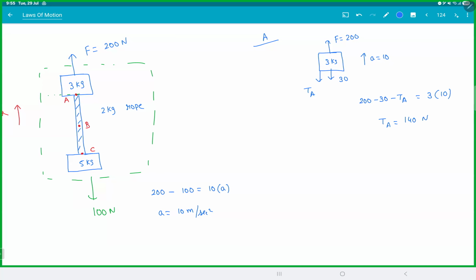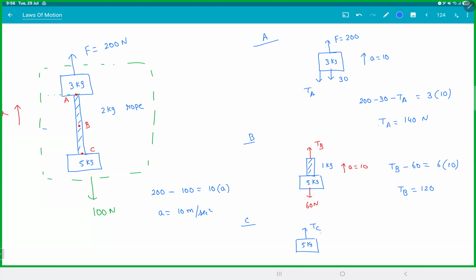You want tension at a point, cut it there. You want tension at B, cut it there. You'll get two pieces, the upper part and the lower part. You can take anything. I'll take the lower part. This will be 5 kg. Remember, since B is the midpoint, this will be 1 kg of rope, isn't it? Strings will always pull, so tension TB upward. The total weight will be 60 newtons. Acceleration a is equal to 10. You could have taken the upper part also. This will be TB minus 60, mass is 6 kg, into acceleration, which is 10. TB will be 120. For C, I will take only the 5 kg block.